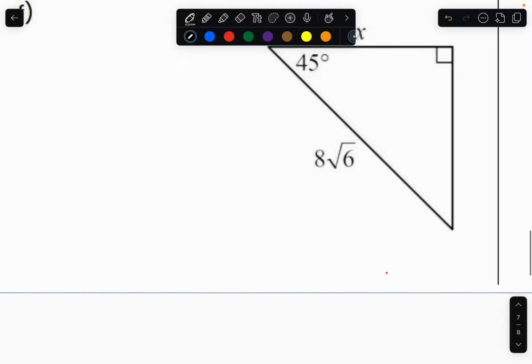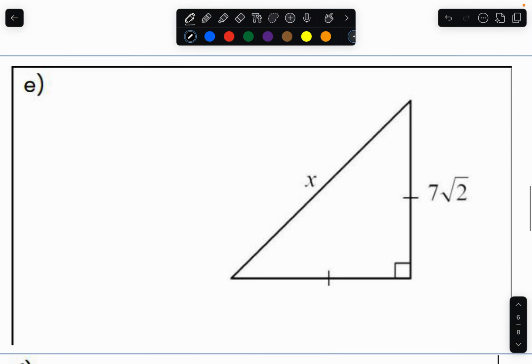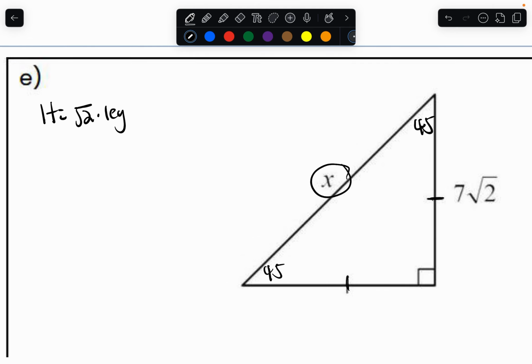Okay, next question. We have 2 more questions left. Now, on this one right here, we know that since the 2 sides that make my right angle right here are the same length, we know automatically now that this angle right here is 45 and this angle right here is 45 degrees. Now, once we know it's a 45, 45, 90 degree triangle, we can now use our formula, okay? So we know my hypotenuse, or the x I'm trying to find, is equal to the square root of 2 times my leg. I know my hypotenuse is the x, so let me just replace it with x equals square root of 2. My leg length is 7 square root of 2.